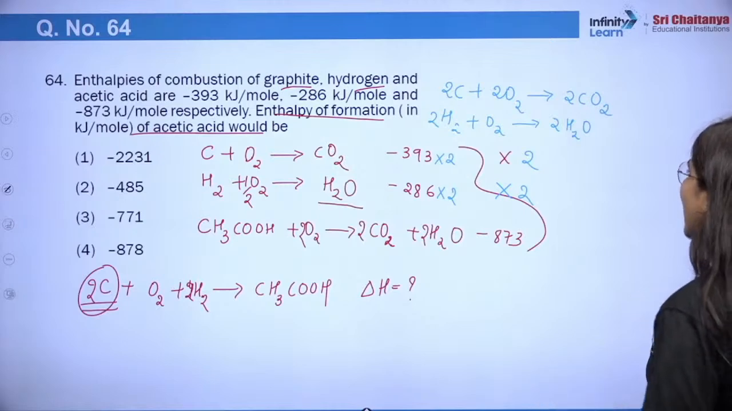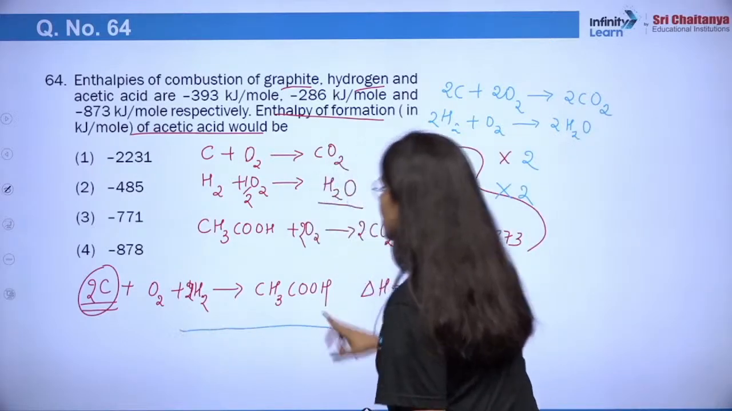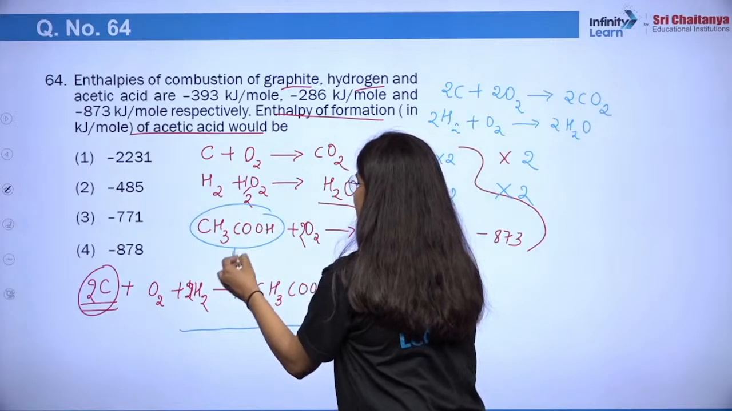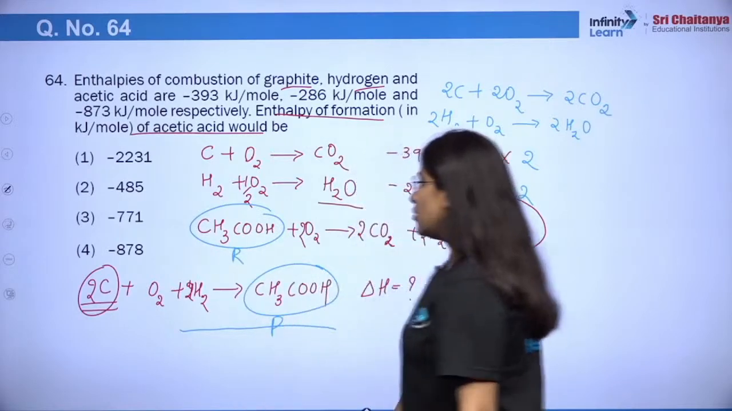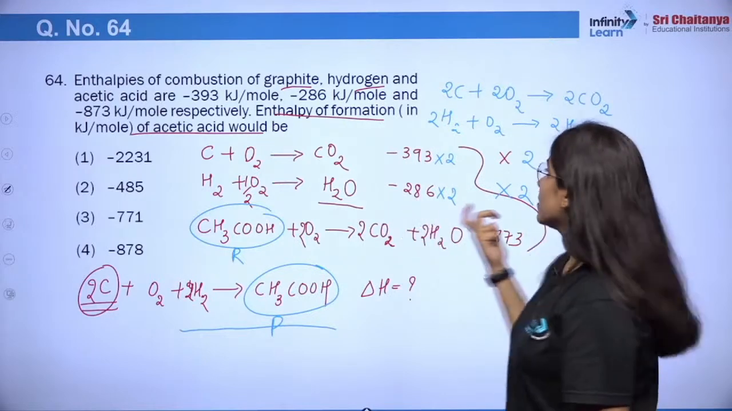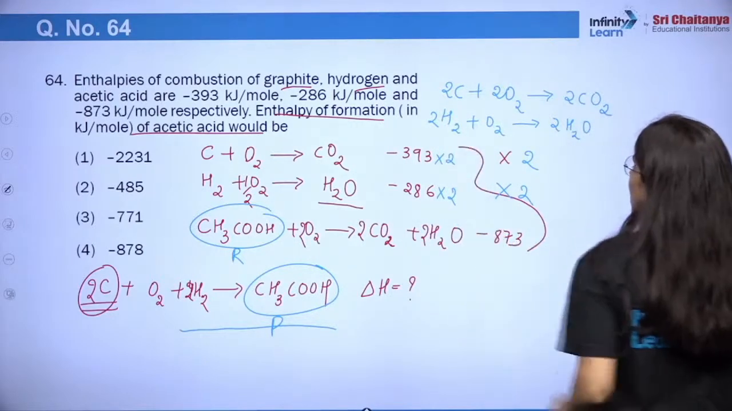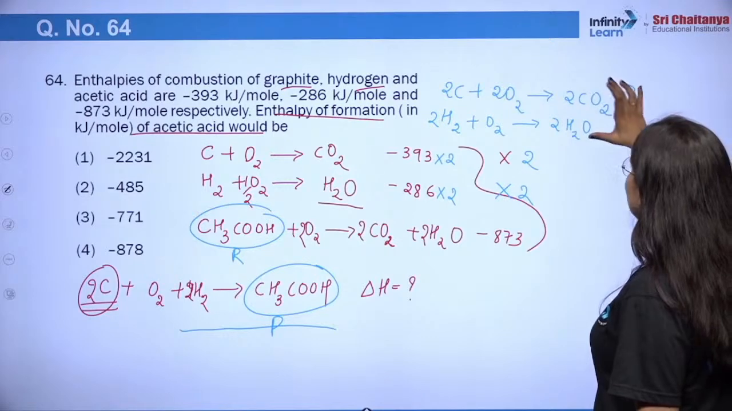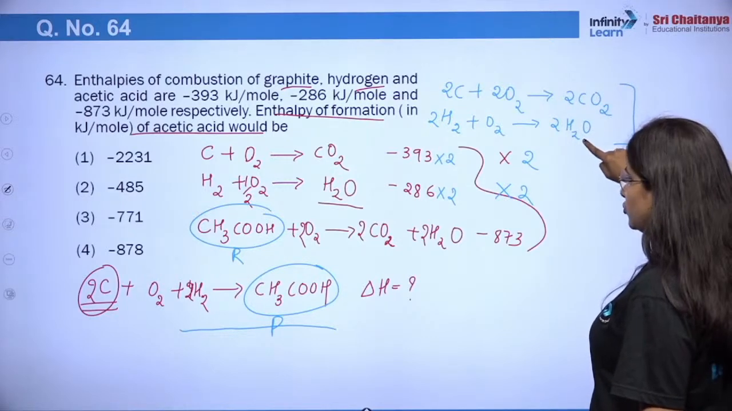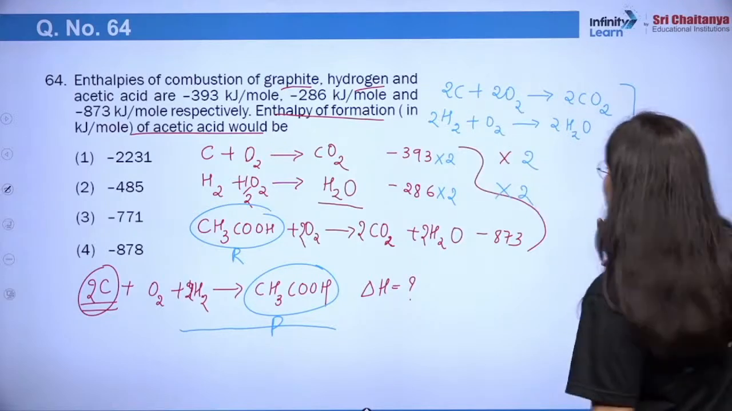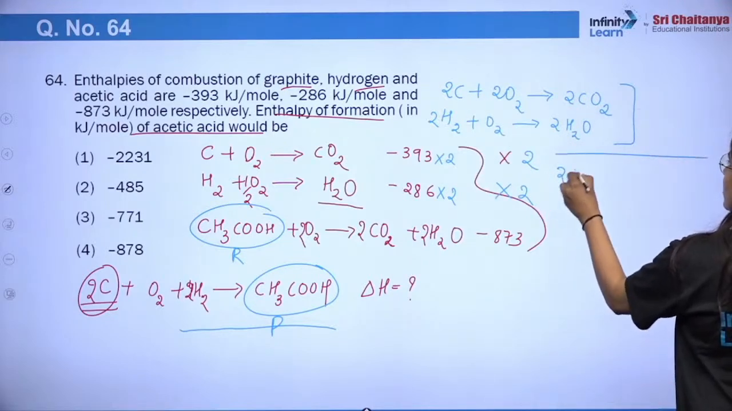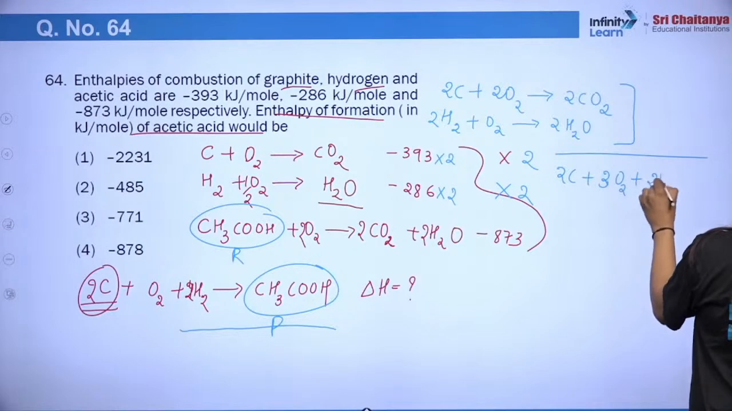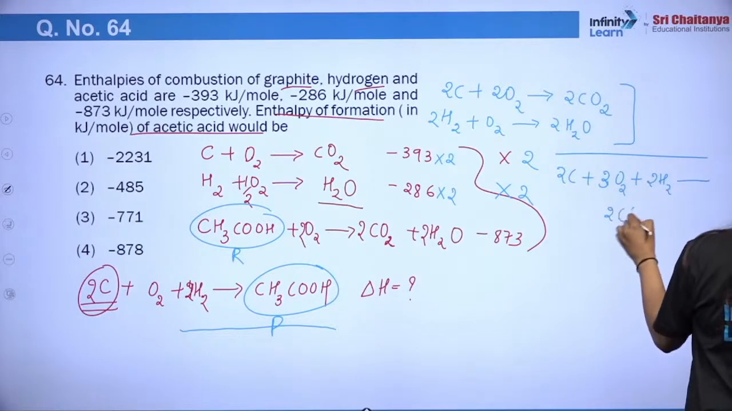Now what I need to do, I just need to get this reaction by the rearrangement of above reactions. Now you can also see that here it is present in the reactant, but here it is present in the product. So I just need to reverse the order. So I'll reverse the order of this reaction and I'll add these 2 reactions. On adding these 2 reactions, what will I get? 2C plus 2O2, so it will be 3O2 now, plus 2H2 will give me 2CO2 plus 2 water.